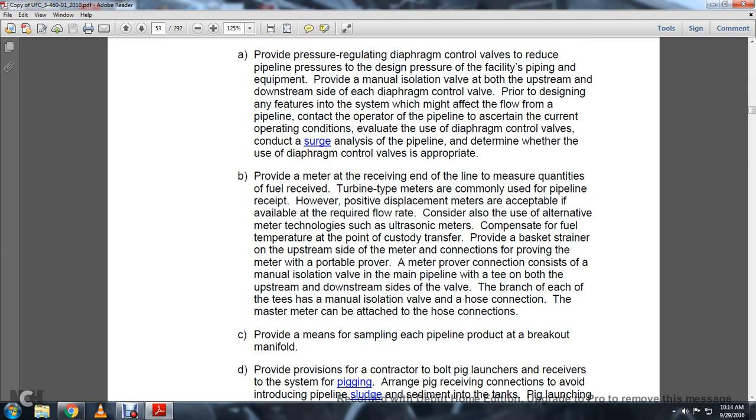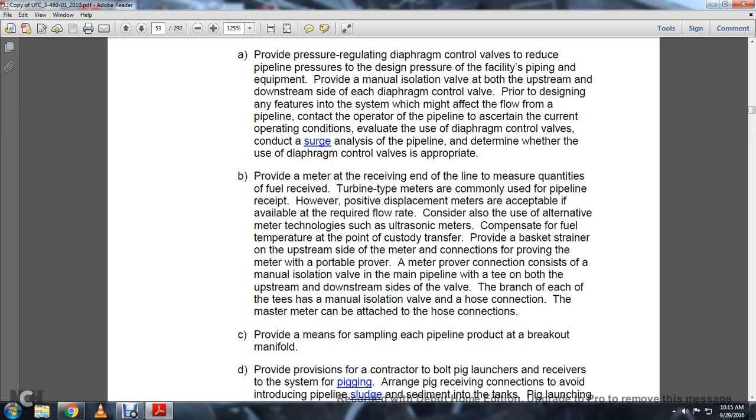Provide a meter at the receiving end of the line to measure the quantities of fuel received. Turbine type meters are most commonly used at the pipeline receipt. However, positive displacement meters are acceptable if available for the required flow rate. Consider also alternative meter technologies such as ultrasonic meters, and compensate for the fuel temperature at the point of custody transfer. Provide a basket strainer on the upstream side of the meter.